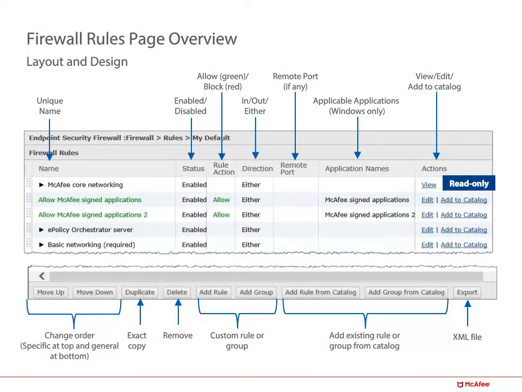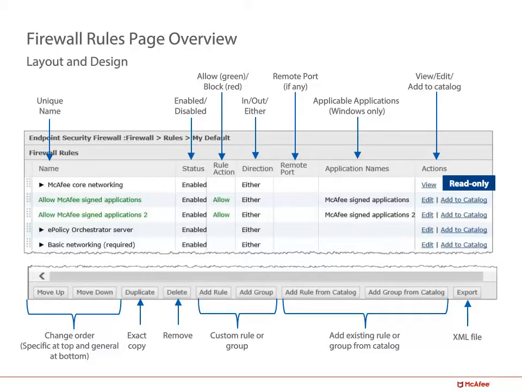An overview of the firewall rules page design is that, first off, on the far left-hand side, you'll have the different unique names having to do with the firewall group or the firewall rule. Then you have the status that shows whether it is enabled or disabled. You'll have the colors of green if it's allowed, red if it's blocked, and then you have the direction: in, out, or either. You'll have a listing of a remote port if that does apply. You'll also have the option of what application it applies to, and this has to do with Windows only.